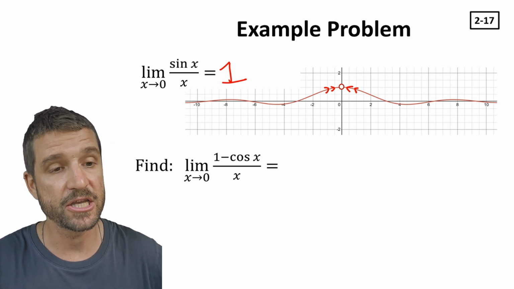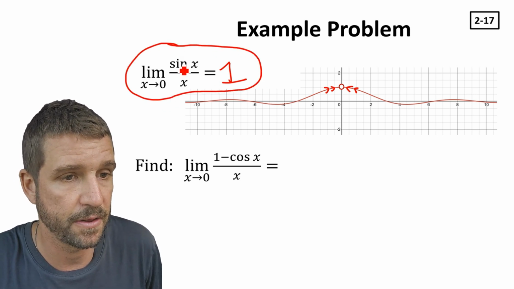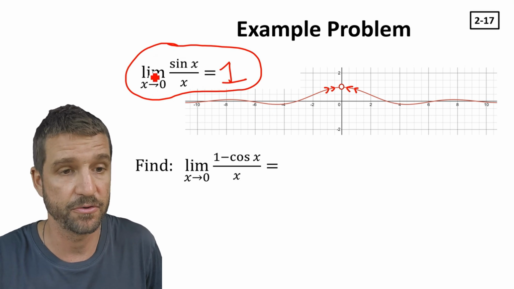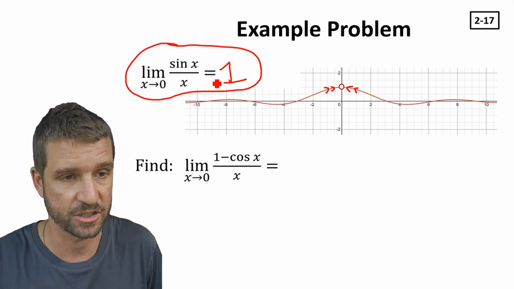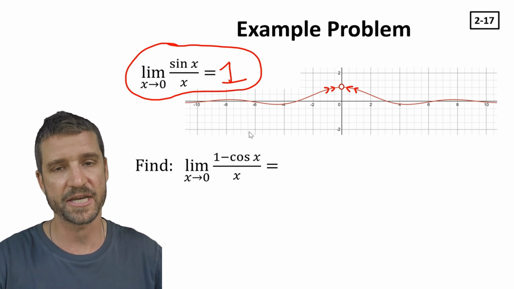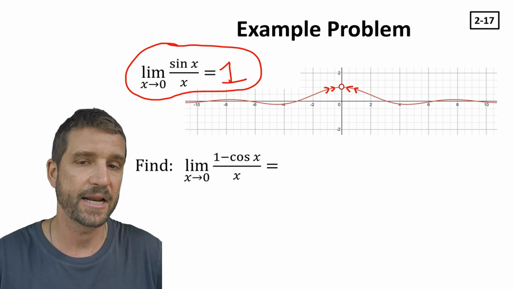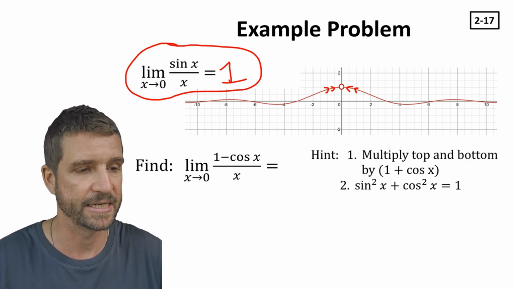Now you are going to use this knowledge that we just found, the limit as x approaches 0 of sine x over x equals 1. You're going to need that to solve this. Now this one's a little tricky. I highly recommend you try it. You struggle with it, okay? And I'll give you some clues here. I'll give you 2 hints.